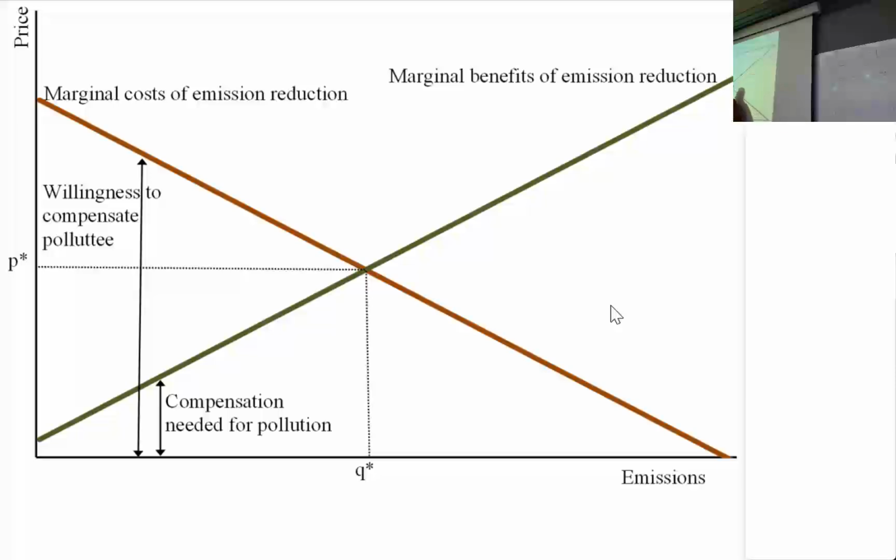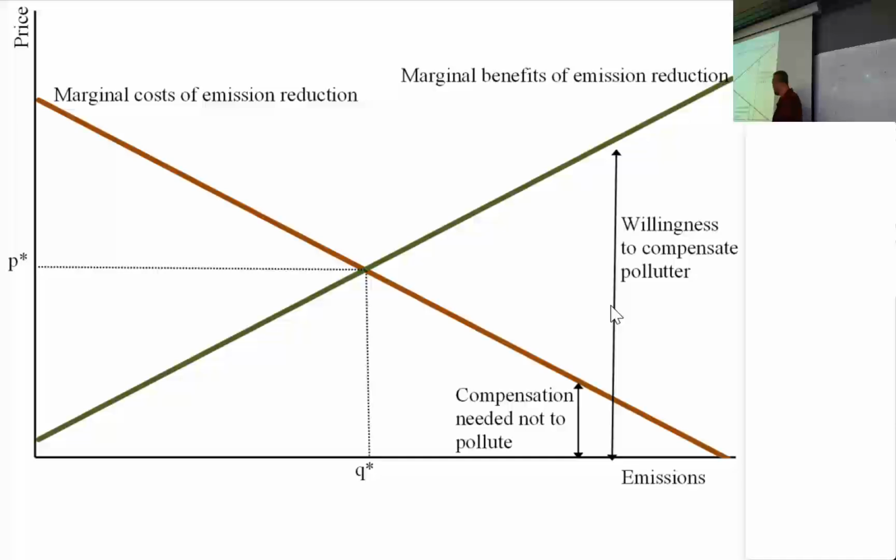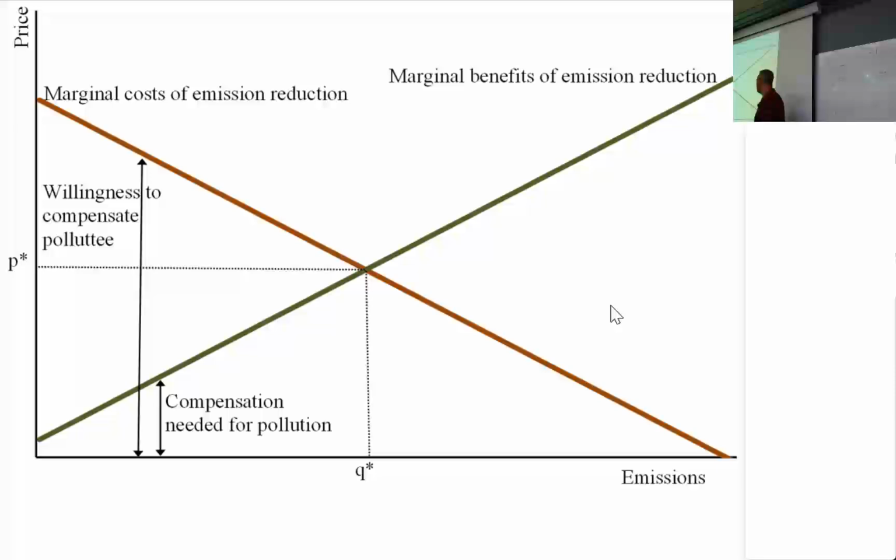So where do you end up? You negotiate, negotiate, negotiate until you end up in this point, which is the social optimum. So this is the Coase theorem. If you start in the situation where anybody can make as much noise as they want, and you bargain, you end up in the social optimum. If you start in the situation where it's not allowed to make noise at all, you can bargain and you end up in the social optimum.